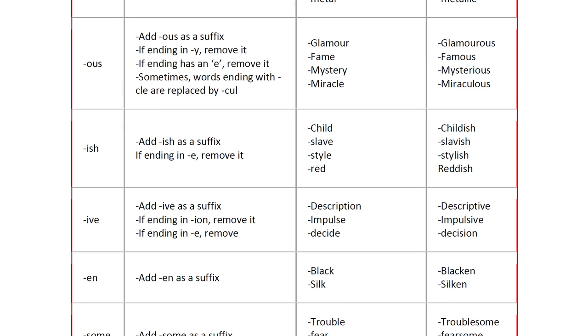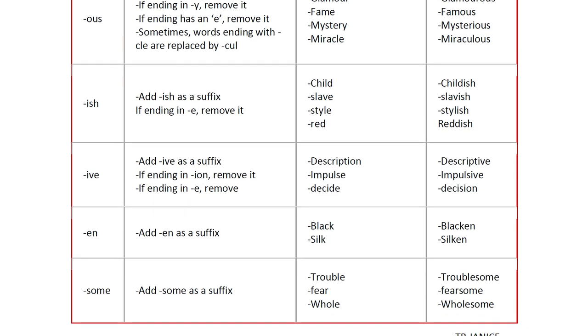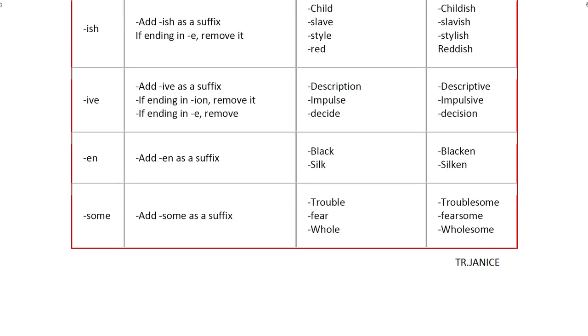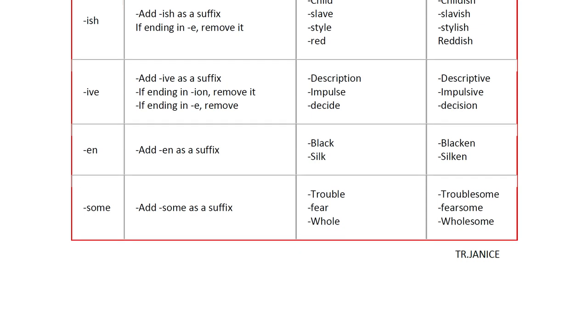Okay. Now we move to the next one. ISH. ISH as a suffix, you remove the E. Child. There's no E, so you don't have tension. Child, childish, just add ISH. Here the next two words are ending with E, slave and style. So you'll remove the E and then add ISH. Slave, slavish, style, stylish, red, reddish. Again you're stressing on the D, so D is written twice.